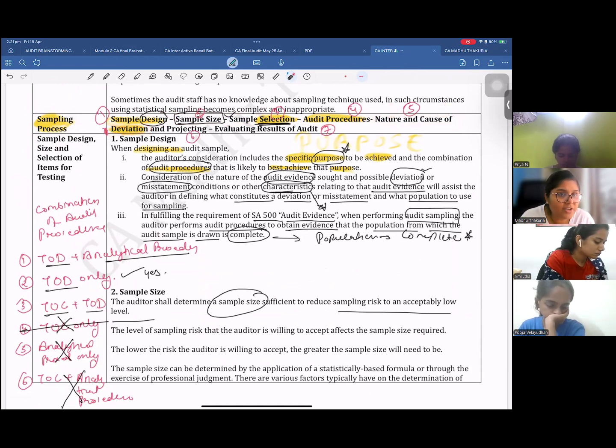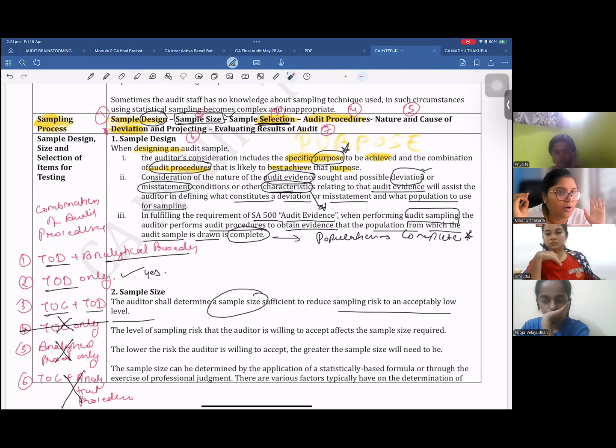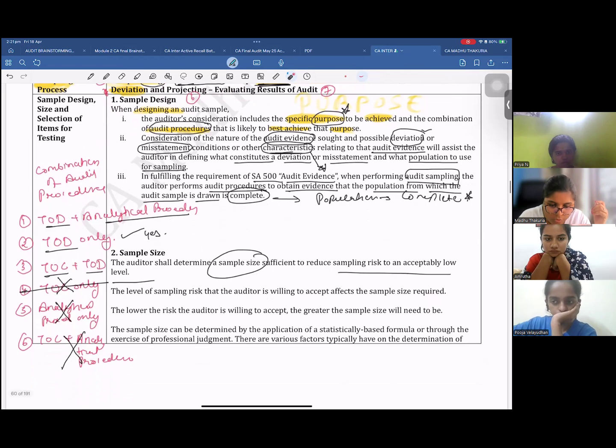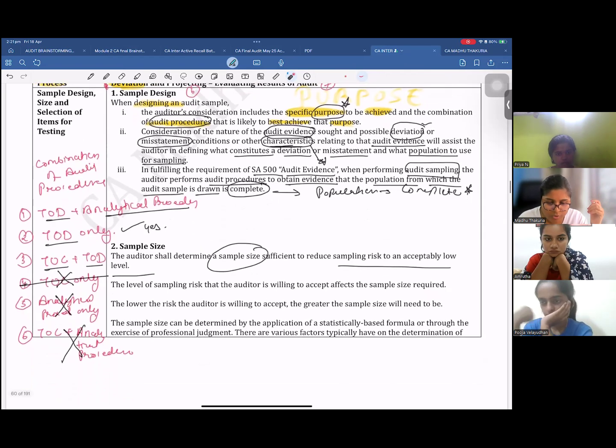Once you have the deviation in front of you, you will project that deviation to identify the overall impact of it. That is called projecting the misstatement, and along with that you will evaluate the result of the audit. Are we clear with the 7 steps of the sampling process that you are going to follow? Then you will study the sample size and sample design. How do you design as an auditor? There can be a question on this.